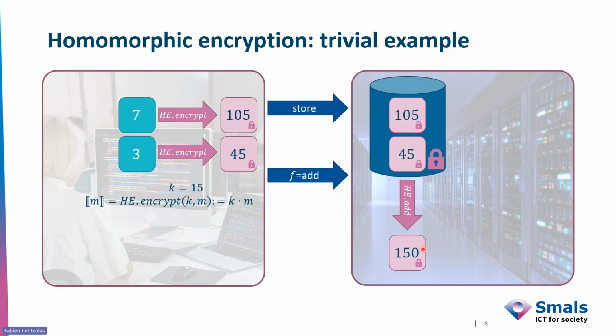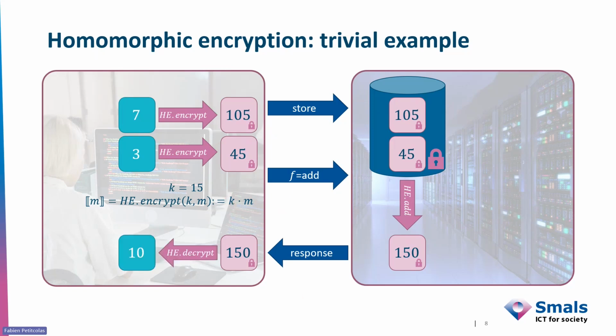So 105 plus 45 is 150, and we can return this encrypted result to the sender. And all they need to do is decrypt it, and the inverse operation of our encryption is the division by 15, and we end up with the expected result of 10. So I hope this clarifies a bit what is hiding behind this homomorphic encryption. The algorithms in practice are, of course, much more complex than what I've just shown, but I hope it gives you a feeling of what happens.